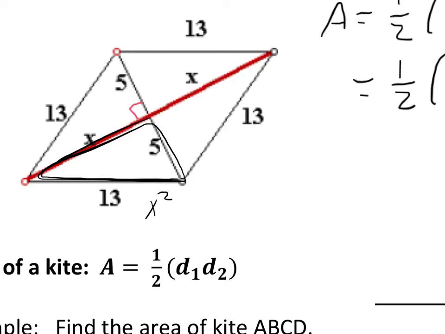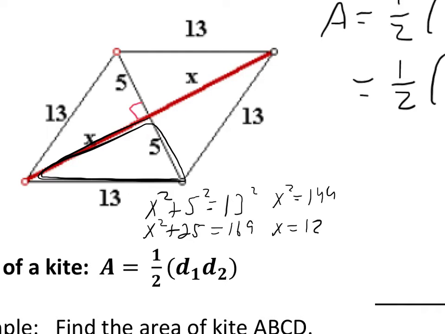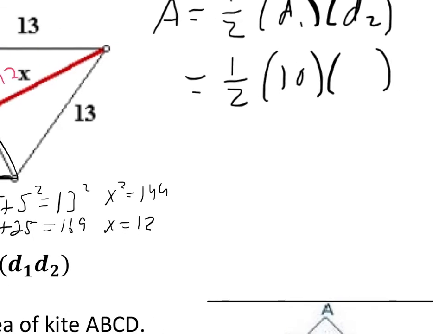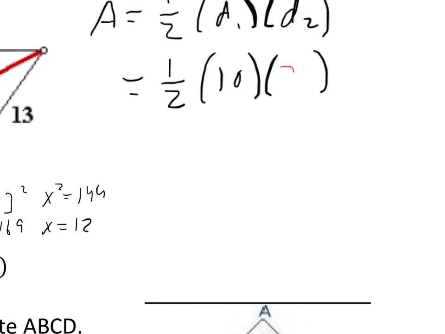So I can go x squared plus 5 squared equals 13 squared. So x squared plus 25 equals 169. If I subtract 25 from both sides, I get 144. So x is 12. So if this is 12, so is the other piece, the other half of the diagonal, because they bisect each other. Which allows us then to state that the whole diagonal is 24. So if I take 1/2 times 10 times 24, we get 120.